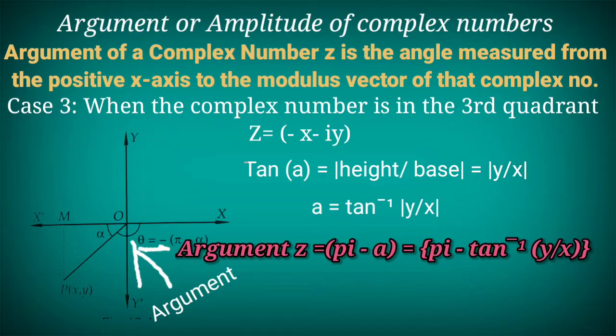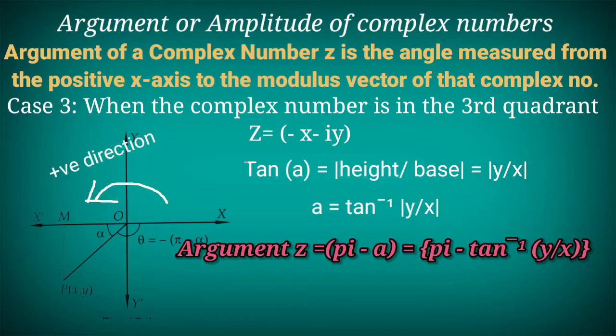So if we measure it from the positive x-axis, then again we will get pi minus alpha, but in the clockwise direction via the fourth quadrant. Here we have to keep it in mind that we always have taken and we always will be taking anti-clockwise direction as the positive direction. Thus the clockwise direction will be treated as the negative direction.